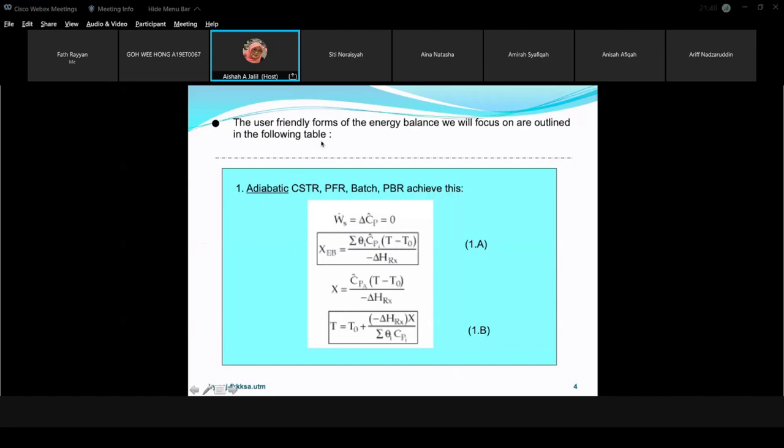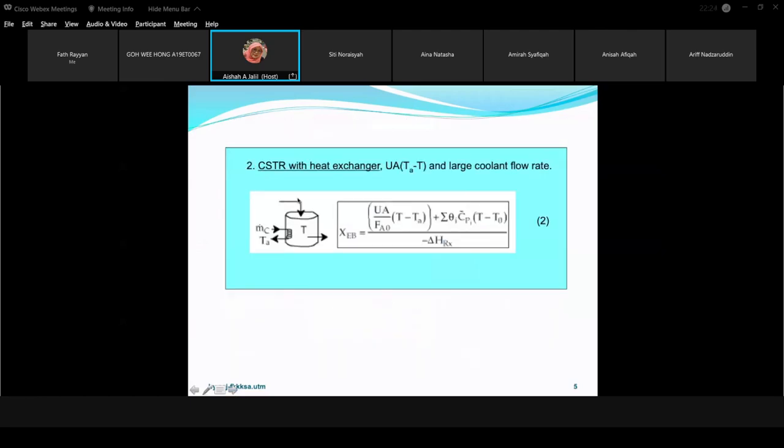The usual friendly forms of the energy balance that we will focus on are outlined in the following table. Actually, you can also get this from your textbook. There is a summary of the relationship between X and T. You can see what we will study: just number one, this one. Number two, we will not study.